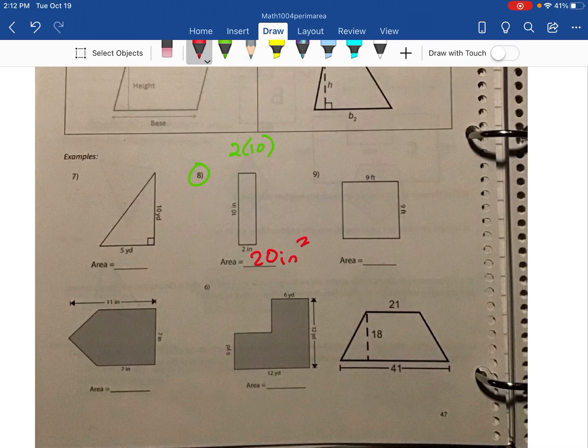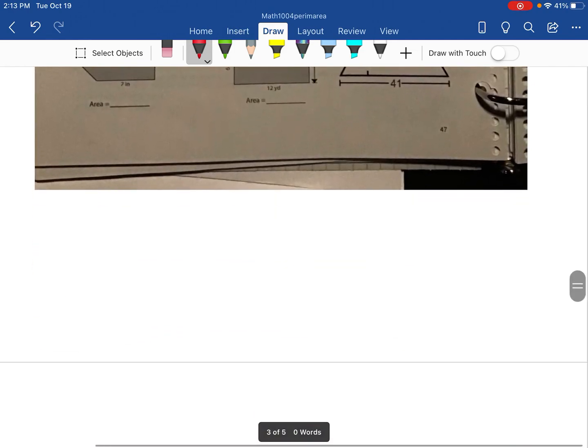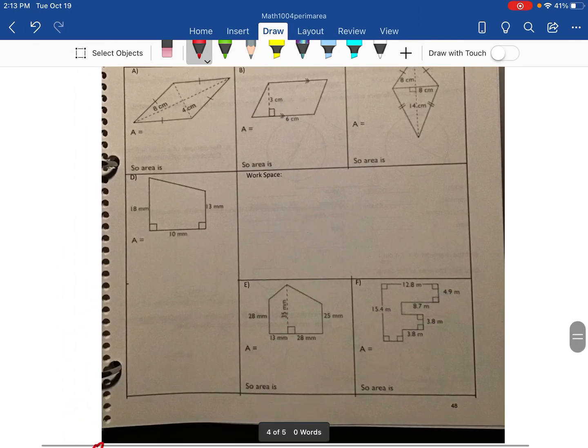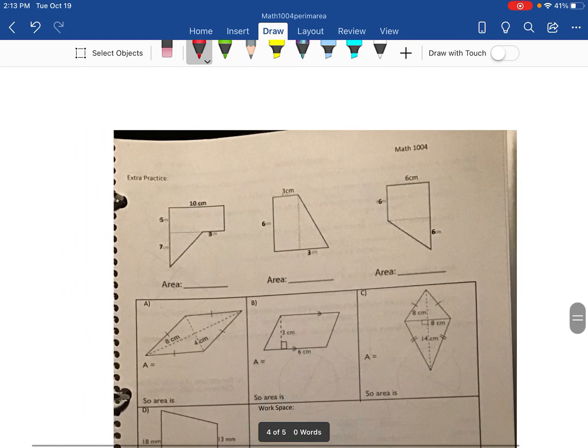And this would be inches squared, because inches times inches. Even a square, you could go 9 times 9, because that's length times width. That makes 81. We're not going to do any of the hard ones, because there aren't any hard ones on the test. Okay?